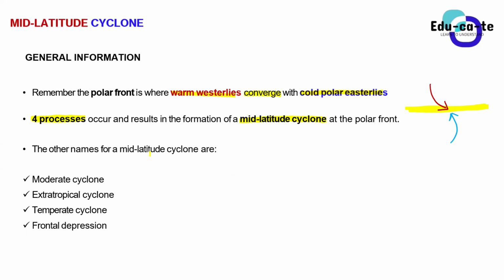So now, a mid-latitude cyclone has other names such as a moderate cyclone. You can call it an extratropical cyclone. You can call it a temperate cyclone. You can call it a frontal depression. So basically, a mid-latitude cyclone has 5 names in total. You can call it a mid-latitude cyclone, or a moderate cyclone, or an extratropical cyclone, or a temperate cyclone, or a frontal depression. All of these names are synonyms of this weather disaster or weather pattern that is formed at the polar front. Are we still good?